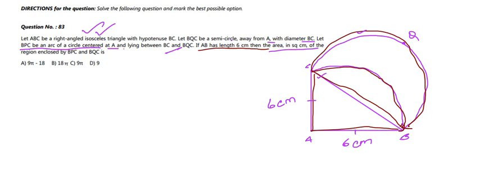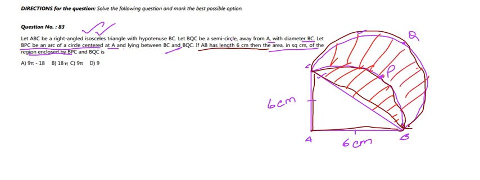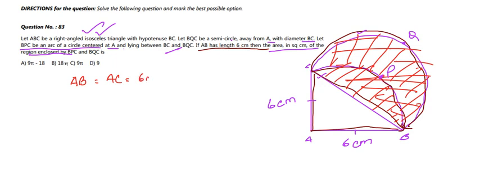So the area in square centimeter of the region enclosed by BPC and BQC. We need the area enclosed by BPC. Once again, this one is point P. Our area enclosed by BPC is this one, and area enclosed by BQC is this one. So basically we need this total area. So let us start finding the area. Here we have been given that AB is equal to AC equal to 6 centimeter. Let this be equal to a for our convenience. It will be easier to calculate with a rather than with 6.